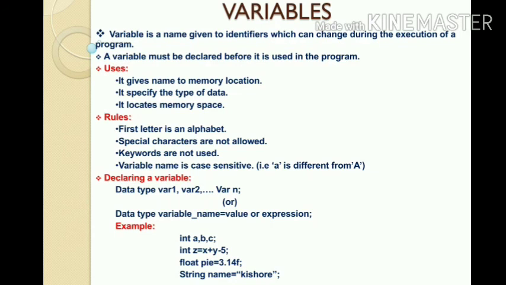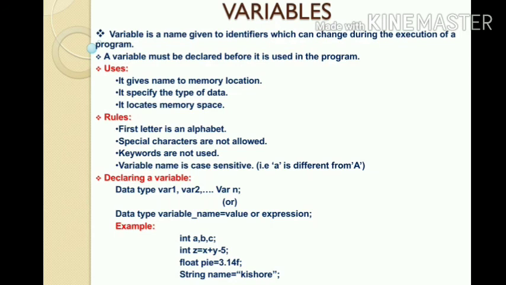Then how to declare a variable? Declaring a variable can be in two ways. One is data type var1, var2, var_n. Here var1, var2 are the variable names. For example, int a, b, c. Here a, b, c are the variables which can store integer type data.